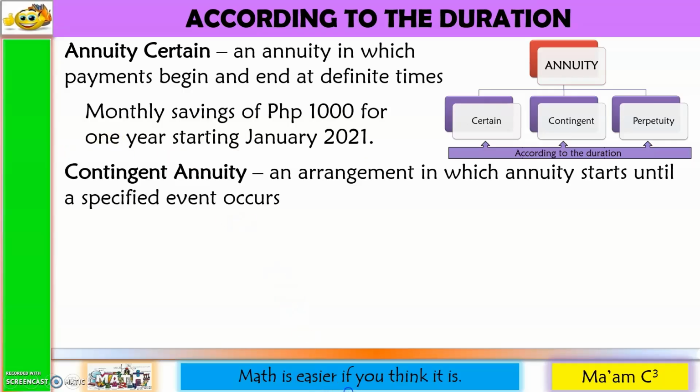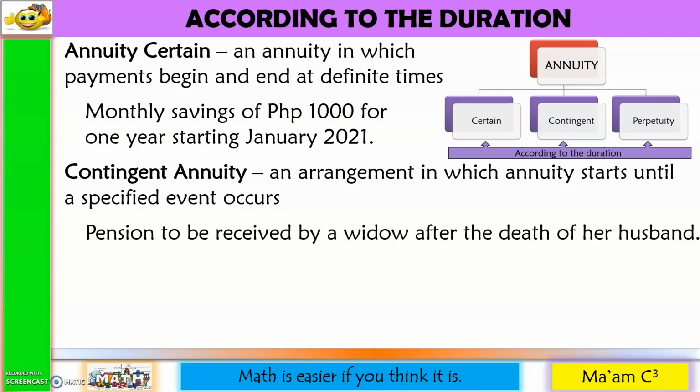The second one is the contingent annuity, an arrangement in which annuity starts until a specified event occurs, wherein this event is uncertain. You are not sure when it will happen. Example, pension to be received by a widow after the death of her husband. Death is uncertain. That's why this is contingent annuity.